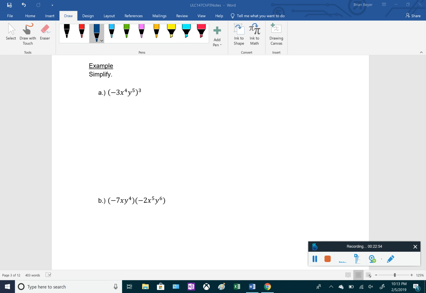So we have negative 3x to the 4th, y to the 5th, all to the 3rd. So all of these factors need to be raised to the 3rd power. So we get this. Negative 3 to the 3rd is negative 27. X to the 4th to the 3rd, power to a power, we multiply, get 12. Y to the 5th to the 3rd, power to a power, multiply, we get 15.